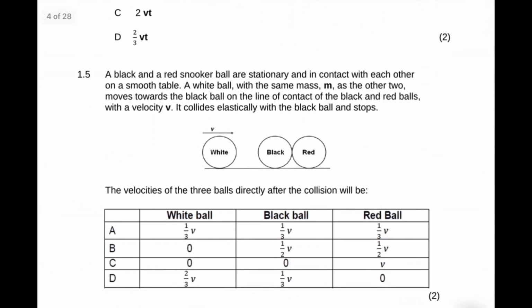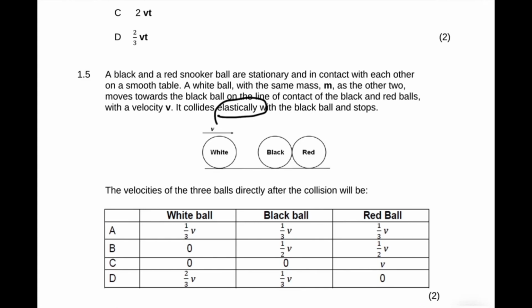1.5 says that a black and red snooker ball are stationary and in contact with each other on a smooth table. A white ball with the same mass m as the other two moves towards the black ball on the line of contact of the black and red balls with a velocity v. It collides elastically with the black ball and stops.